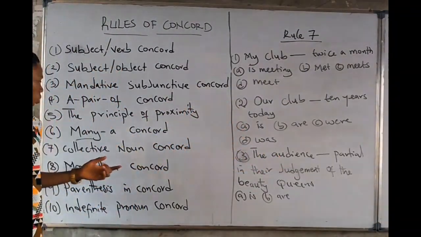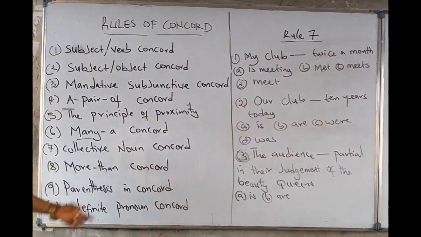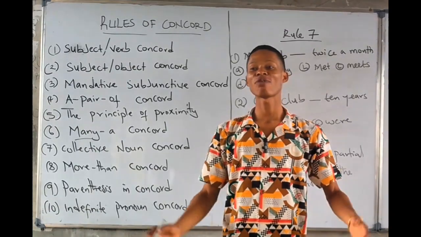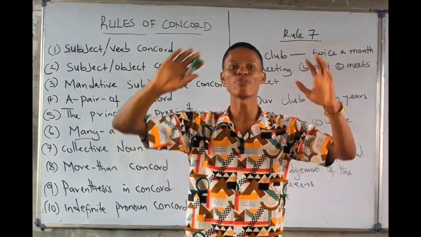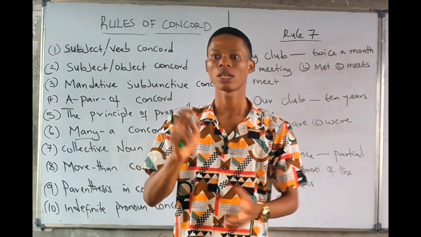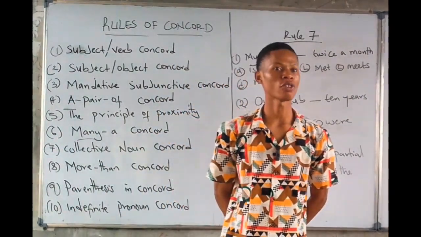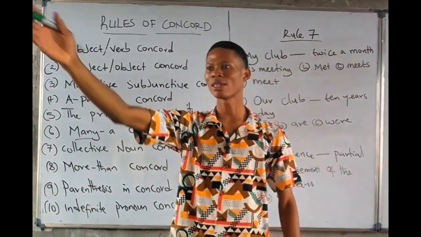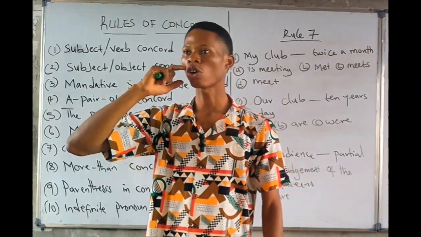Rule number 7. Collective noun concord. A collective noun is like a representative word that has different units under it. For example, I've given you one: congregation. This slide, give me one example of a collective noun.